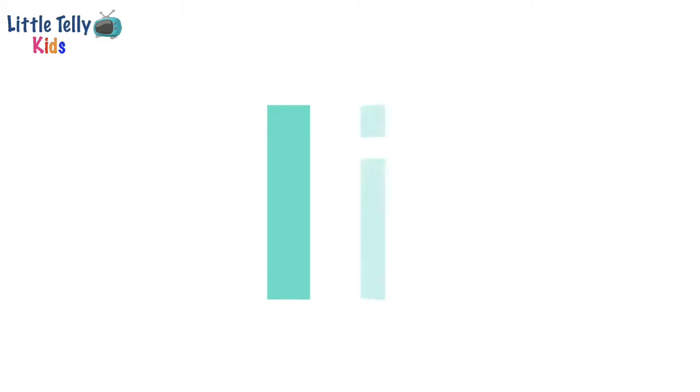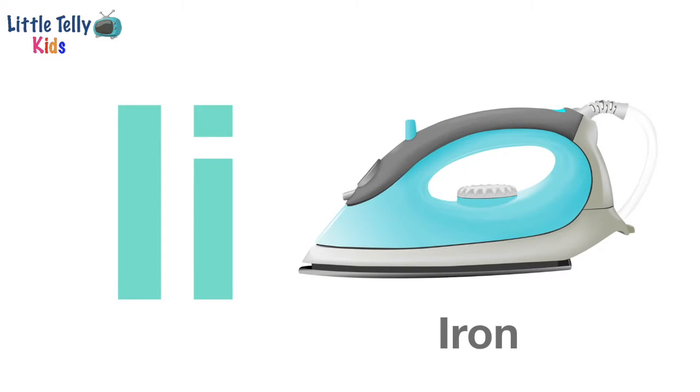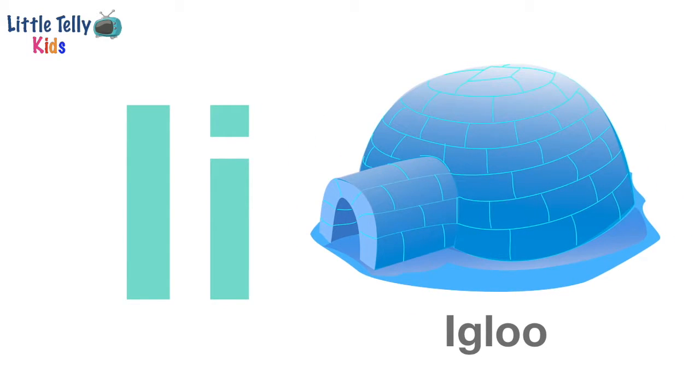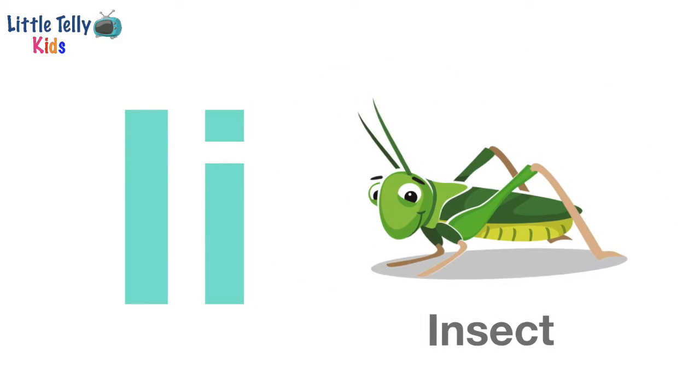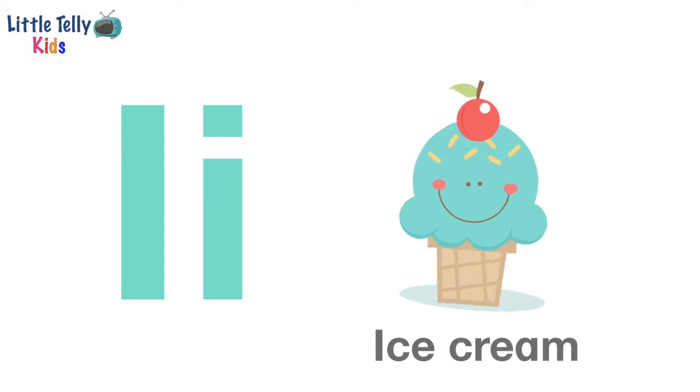Capital I, small i. I for iron. I for igloo. I for insect. I for ice cream.